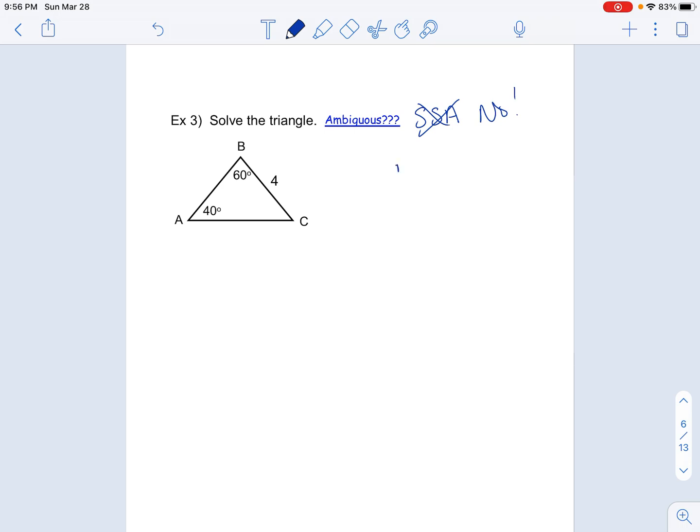Okay, so again, angle C is going to be 80 degrees, because I know all those angles have to add up to 180. So 60 and 40 is 100. Subtract that from 180, that gives me 80 degrees. Across from angle A is side A, across from angle B is side B, and across from angle C is side C. So again, we are looking for side B and side C.